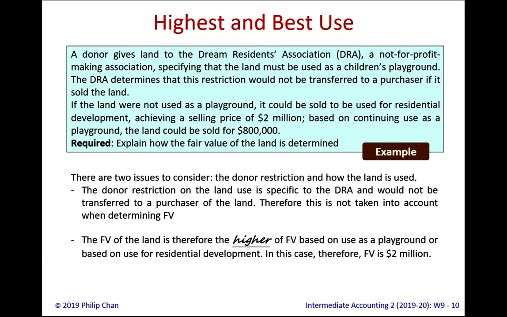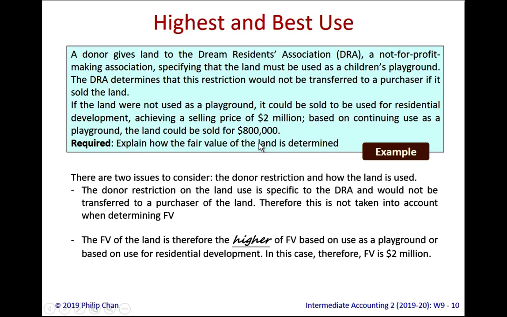Then we determine the different alternatives that you have here. Obviously, there are two alternatives, as you can see from the question. Alternative one is use it for residential purpose. Second alternative is use it as a playground. Okay, so you have two alternatives. And then, so happened in this case, you were given the fair value of each of these alternatives. So for the residential use, the selling price of the land is going to be 2 million. And if you use it for playground, then it will be 800K.